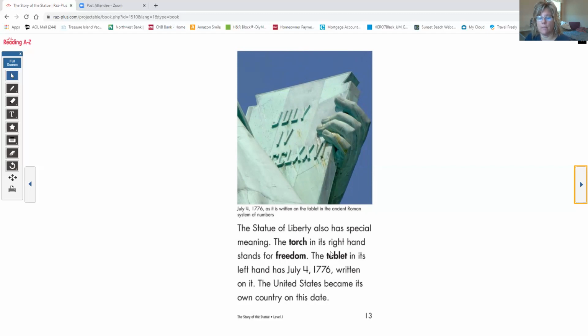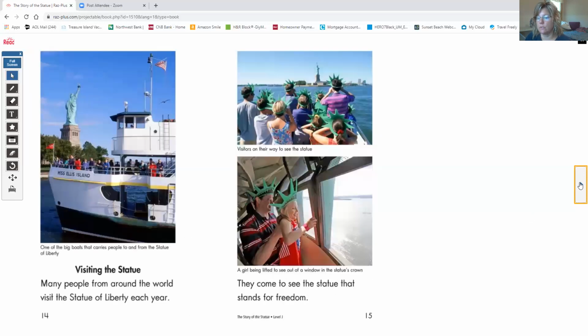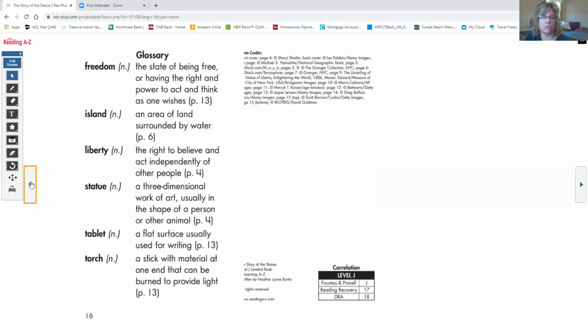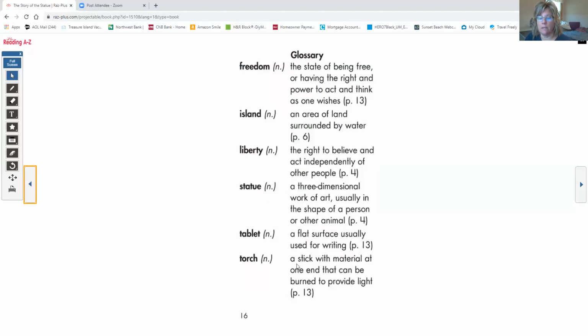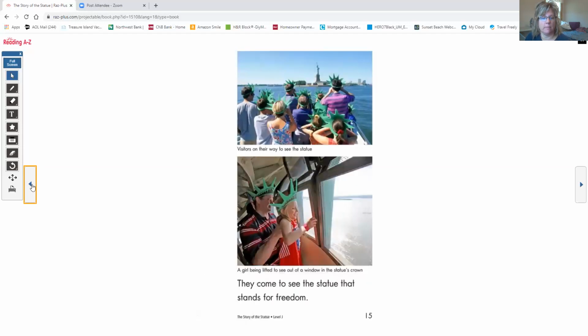So torch, freedom, and tablet are words we can find in the glossary. Let's go to the back and see. Torch is a noun, a stick with material at one end that can be burned to provide light. So a torch is a light, and tablet is a noun, a flat surface usually used for writing. And freedom was a noun, the state of being free or having the right and power to act and think as one wishes. Freedom, all found on page 13.